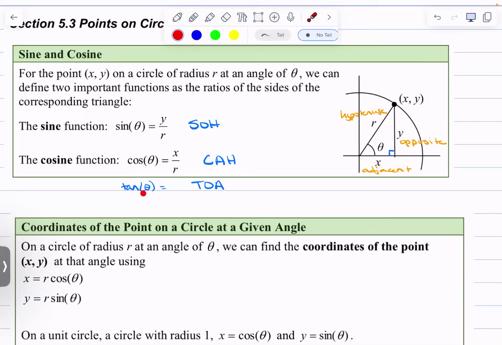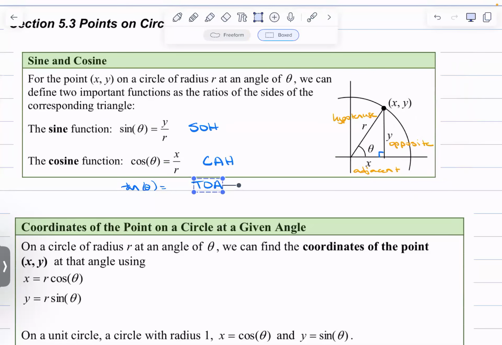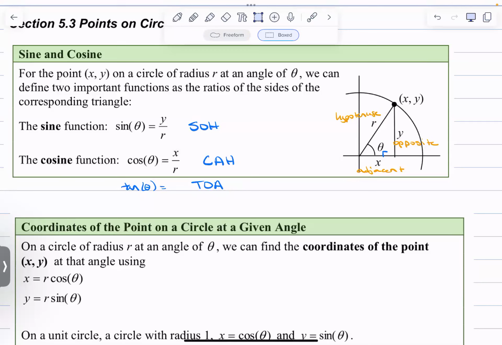And then that means that the tan of theta, kind of a secondary player. Wait, don't do that. I was going to move it over, but I guess I'll just squeeze it in. The tan of theta is the opposite over adjacent, which makes it y over x in terms of those coordinates.